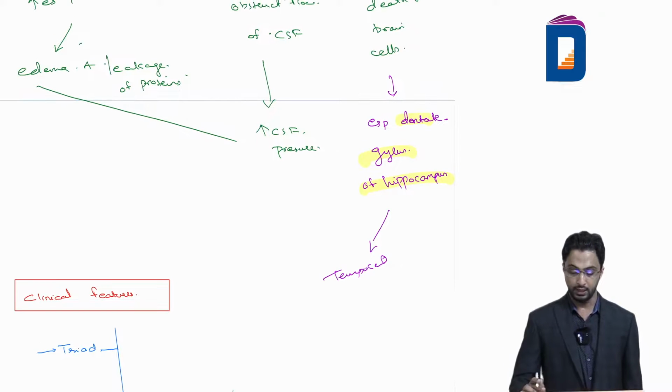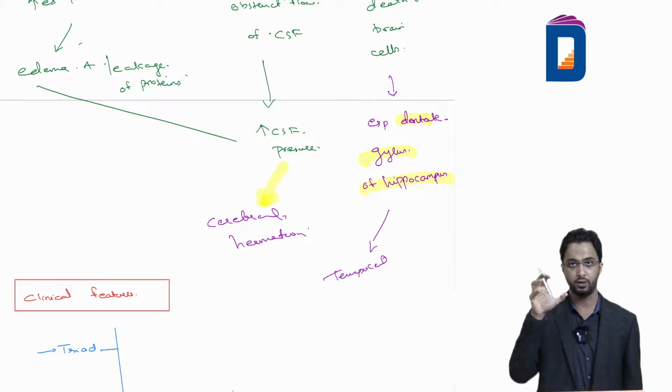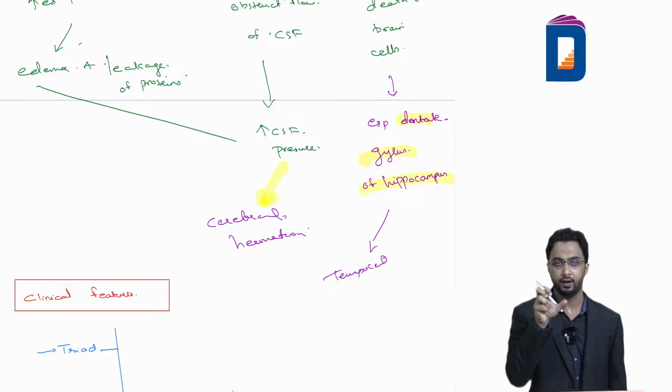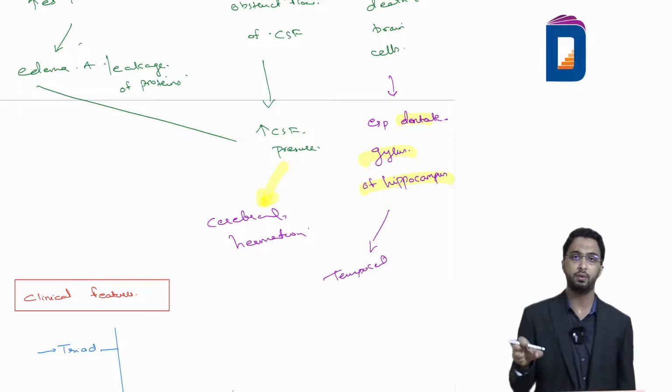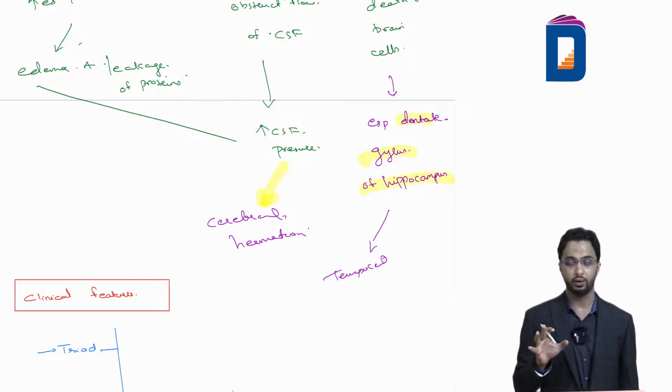Now, increased CSF pressure can lead to what is known as cerebral herniation. Herniation means the brain, or the cerebral region, gets herniated, pushed out due to all this edema, inflammation and the related problems.